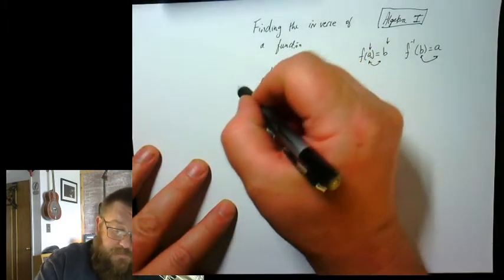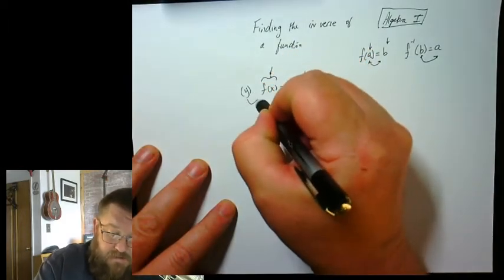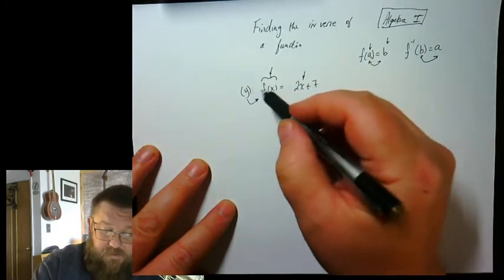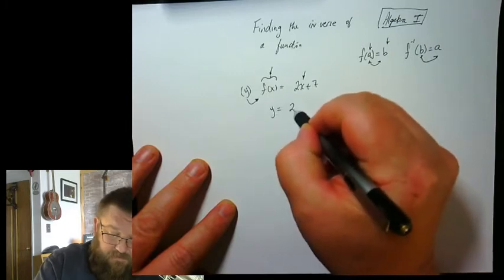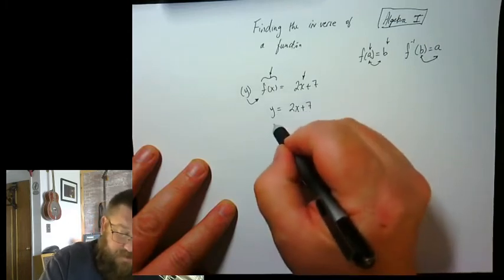So what you're going to do is, you know how f of x is the same as y? Well, we're going to write it as y. What we're going to do is we're going to switch those. Normally, I wouldn't write this step right here. I'd just go ahead and write it.